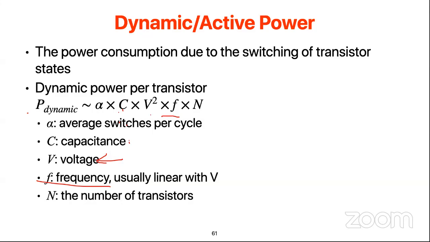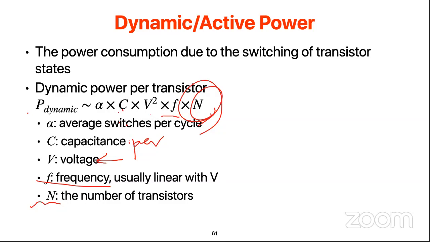If you are enthusiastic about hardware, whenever you overclock your processor, the consequence is that your supply voltage needs to go higher. And N is the number of transistors. Sorry, this is the capacitance per transistor, so N is the number of transistors.